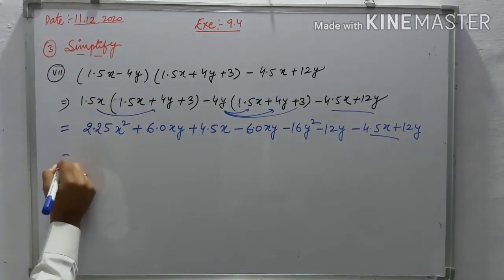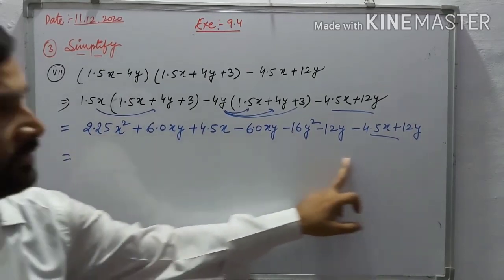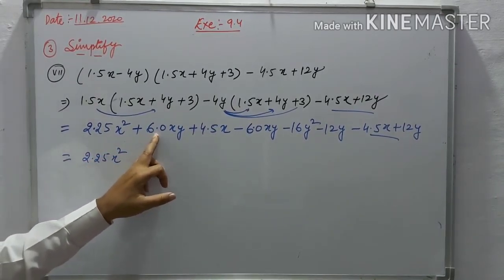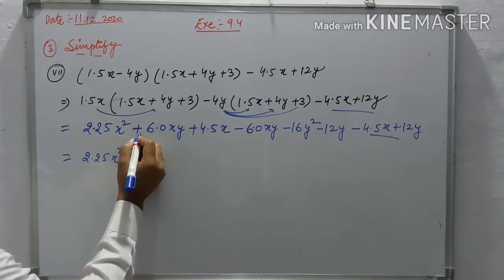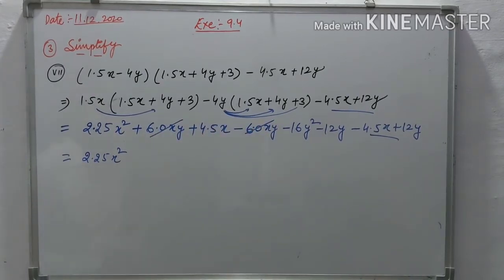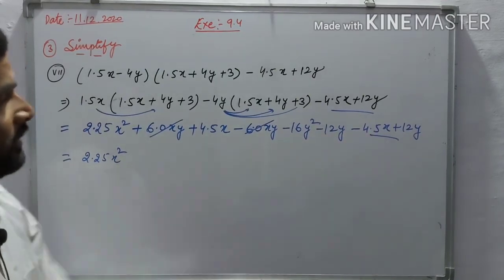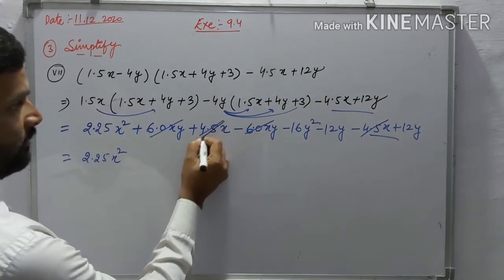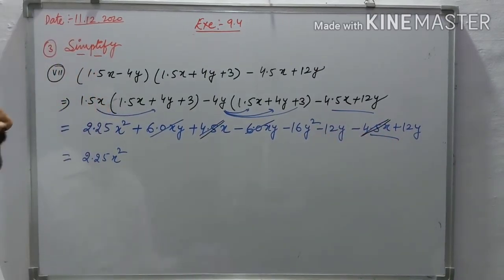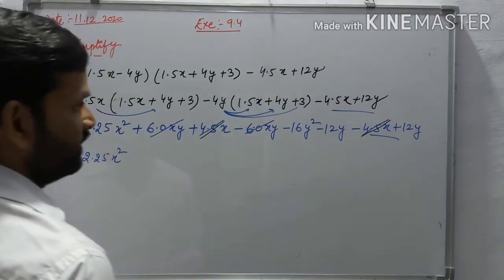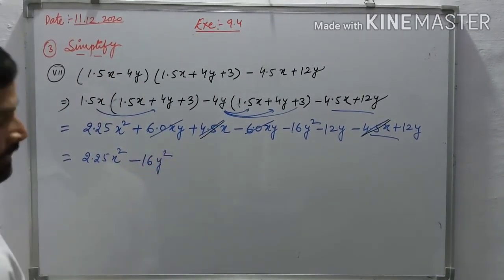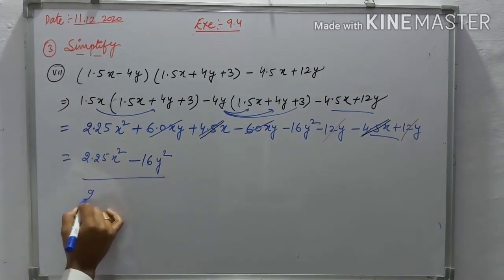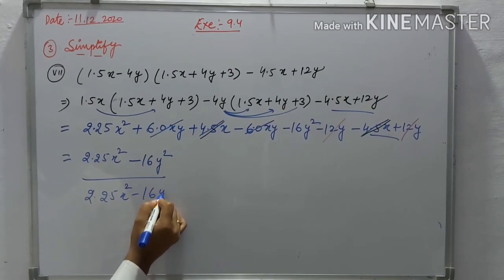Okay, now 2.25 x square, there is no other x square value, so you write 2.25 x square. Okay, 6.0 x and 6.0 xy, they are plus and minus, they cancel. Okay, next 4.5x, and here is 4.5x, one is positive and this is negative, they cancel. Okay, I will change the sign. And third is 16 y square, so you write minus 16 y square. And next is minus 12y and plus 12y, they cancel. So the final answer is 2.25 x square minus 16 y square.